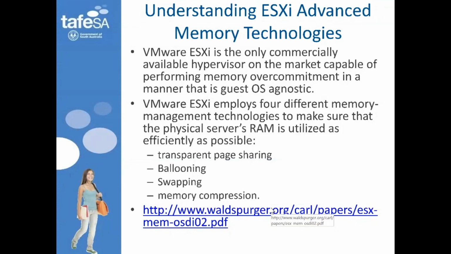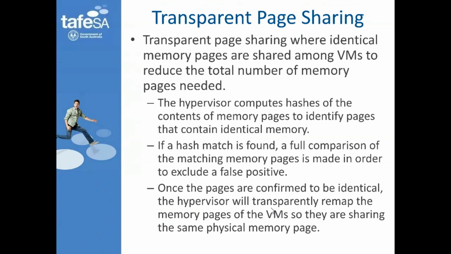VMware ESXi employs 4 different memory management technologies to make sure that the physical server's RAM is utilized as efficiently as possible. There's transparent page sharing, there's ballooning, there's swapping, and there's memory compression, and this PDF gives you more information about it. But let's actually talk about each one, okay?